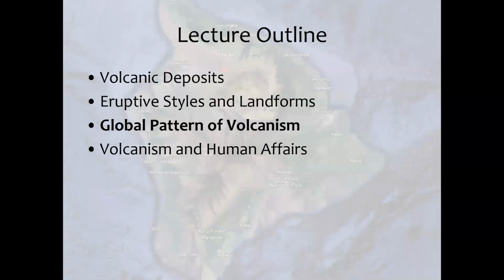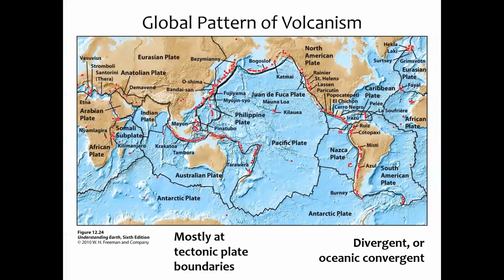Let's talk now about the global pattern of volcanism and connect the global pattern of volcanism to plate tectonics. So looking at this, we have both the plate tectonic boundaries on Earth laid out in black, and also individual spots where volcanic eruptions are known to have occurred, noted in red. So the red dots are volcanoes. The black lines are plate tectonic boundaries.